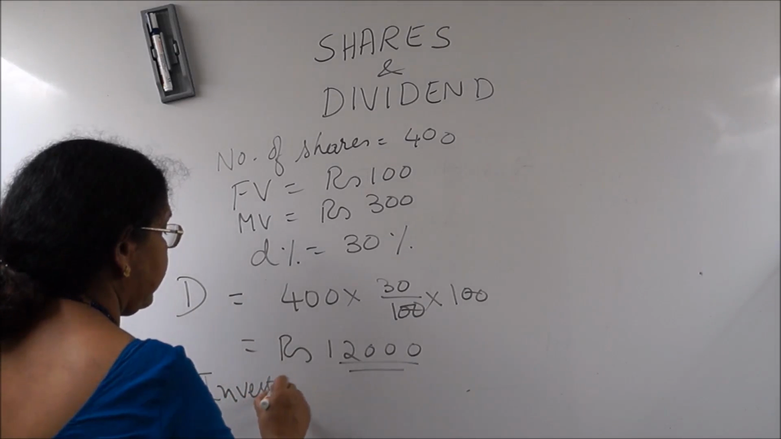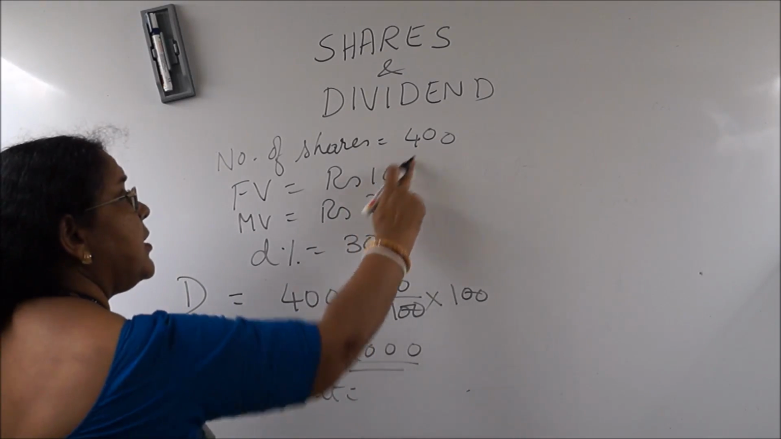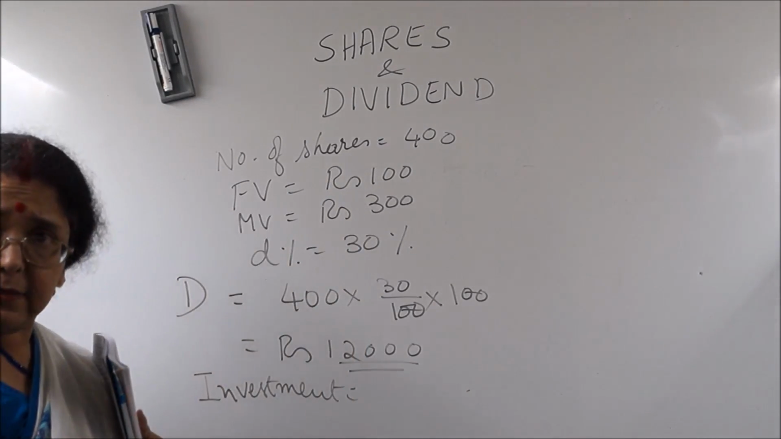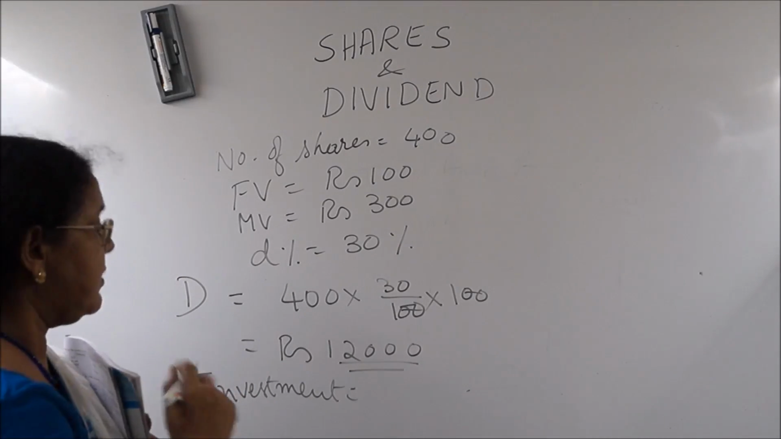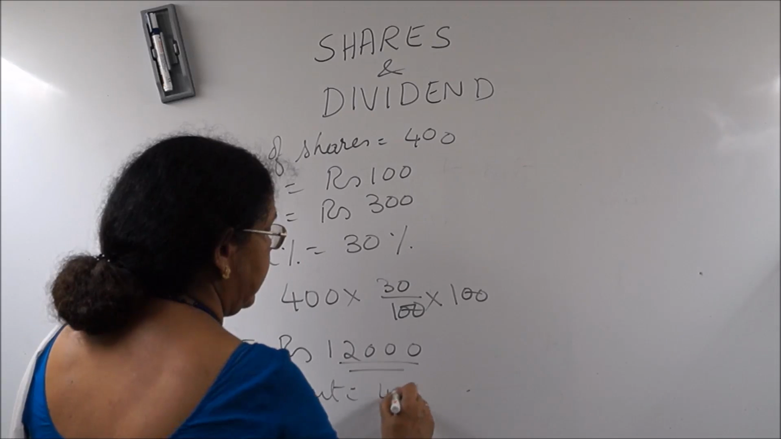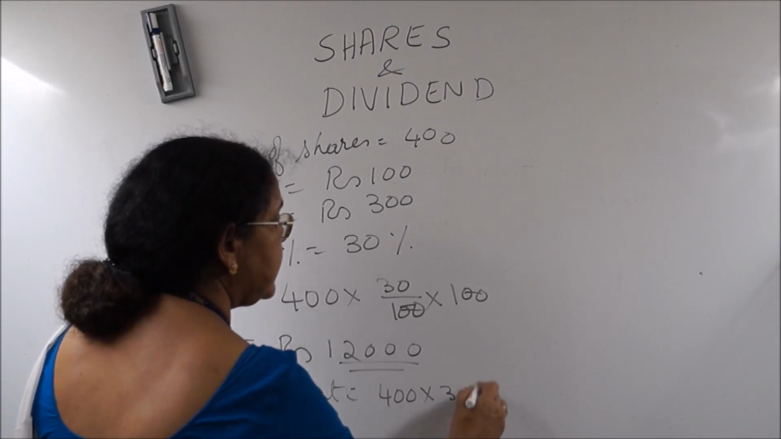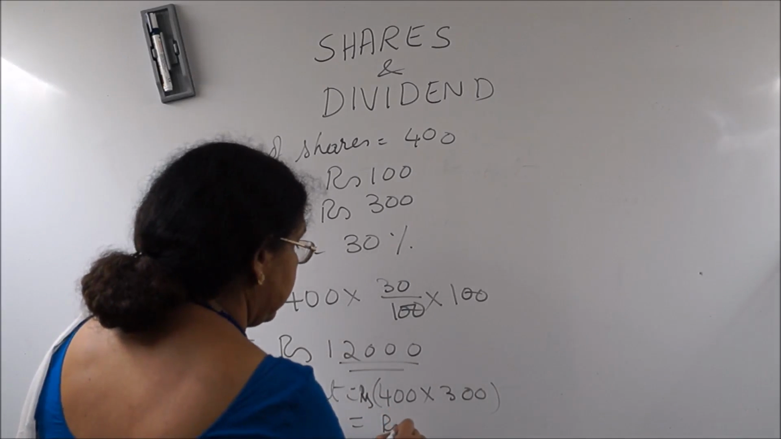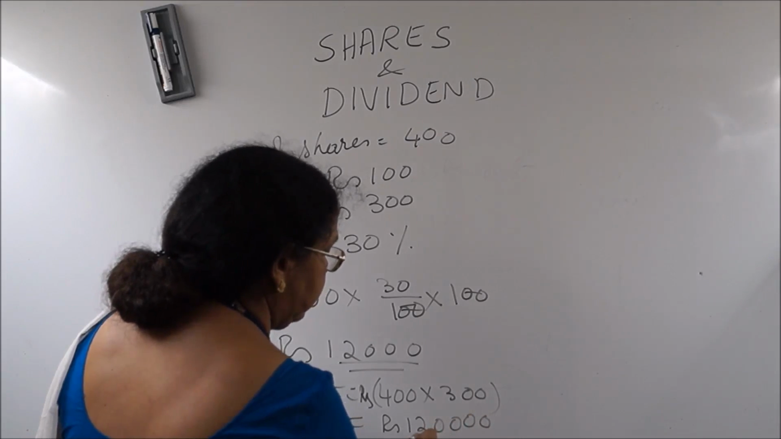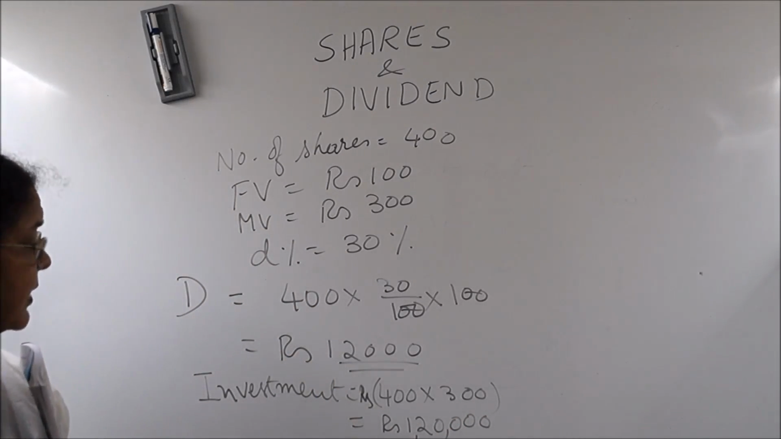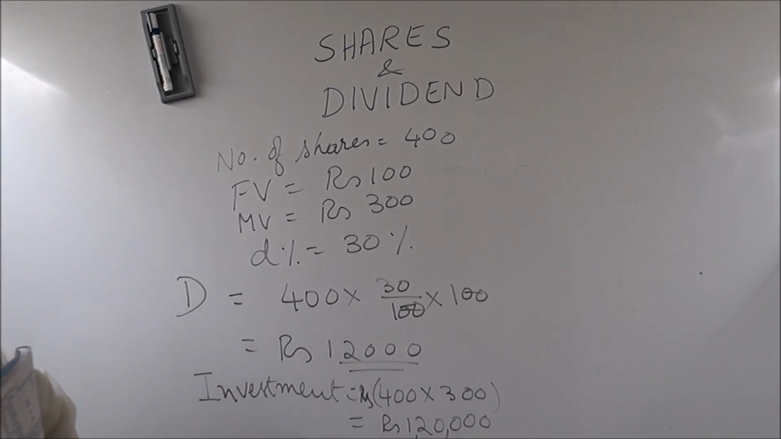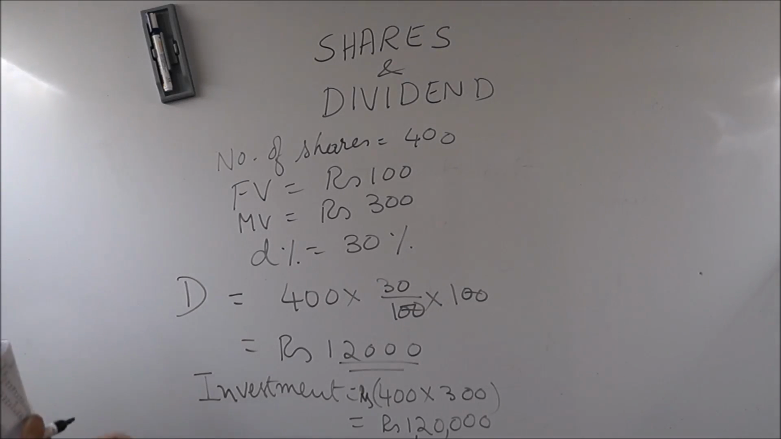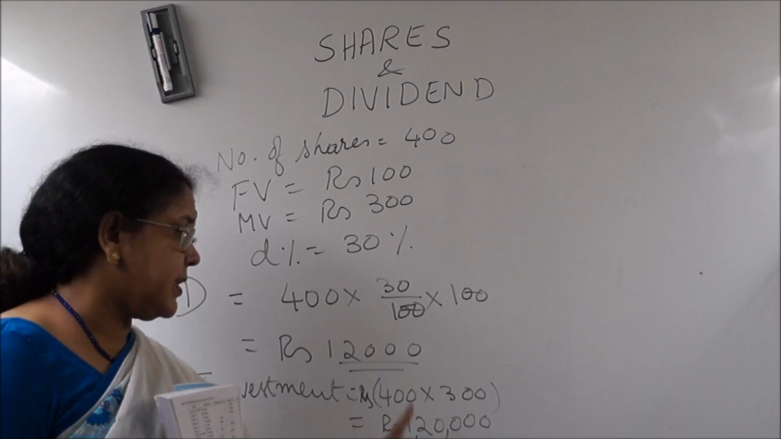Priya's investment is not 400 into 100 because Priya did not buy at nominal value. Priya bought at 300 rupees market value. Okay, so Priya's investment will be number of shares, that is 400 into the market value because she bought at rupees 300 per share. So the total investment of Priya is rupees 1,20,000. This is the total investment which Priya made in buying these 400 shares. So what is actually her rate of return? That means she got 12,000 by investing 1,20,000.